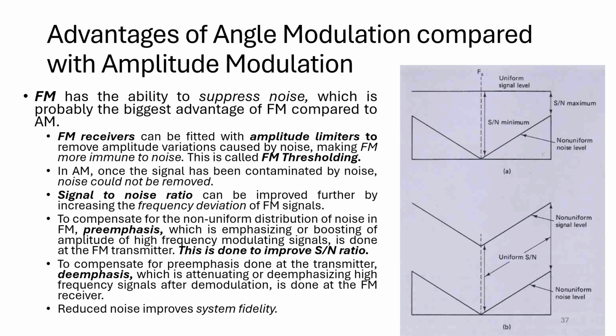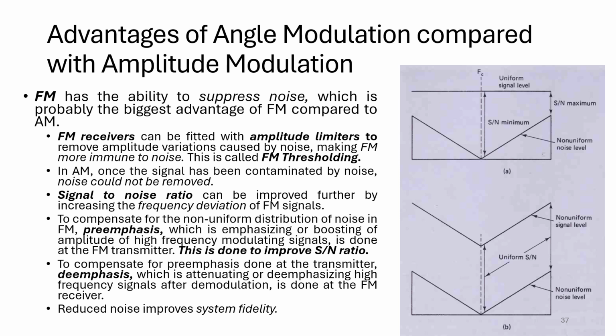Okay, so we have here advantages of angle modulation compared with amplitude modulation. So FM has the ability to suppress noise, which is probably the biggest advantage of FM compared to AM. Okay, so FM receivers can be fitted with amplitude limiters to remove amplitude variations caused by noise, making FM more immune to noise. This is called FM thresholding. Okay, so in AM, once the signal has been contaminated by noise, noise could not be removed.